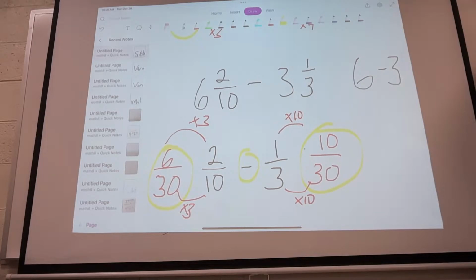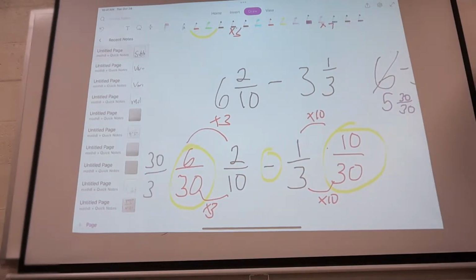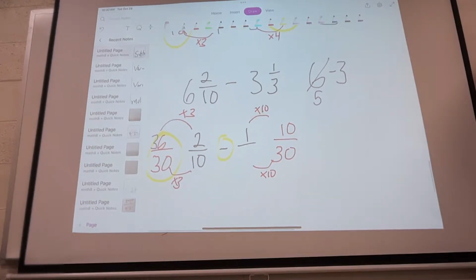Yeah. What you have to do in this case, go up to your 6, make it a 5, and 30 over 30, right? 30 over 30 is a 1. So I'm going to add that 30 over 30 to my 6. So now I'm going to have 36 over 30 minus 10 over 30, which is 36. Take away 10. Anyone? 26 over 30.